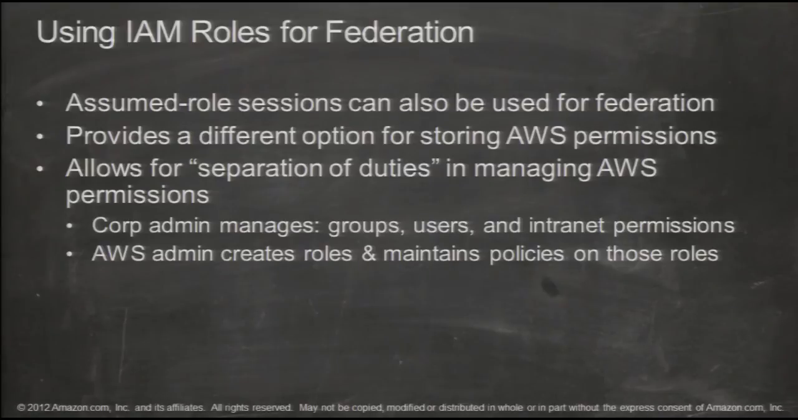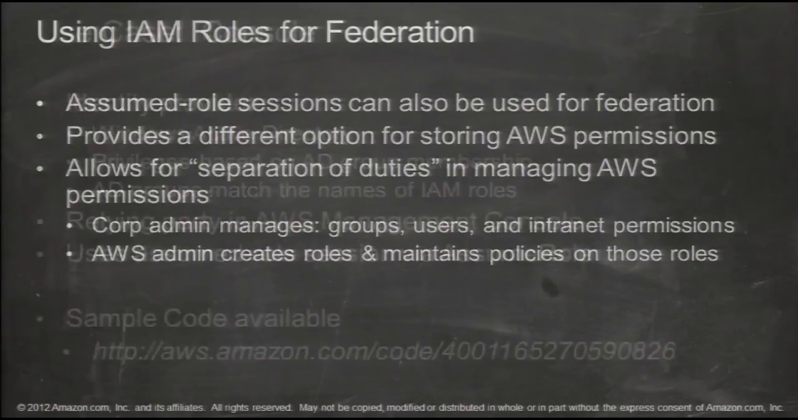Well, what if you have a set of AD administrators who manage those intranet resources, but you have a set of different individuals who manage AWS? Roles provide that opportunity to separate powers or separate duties. The AD administrator goes in and creates the users and the groups and manages their intranet permissions. And then the AWS administrator goes in and creates a role, and specifies the policy on the role. So they're in control of the permissions that are going to be used when you assume that role.